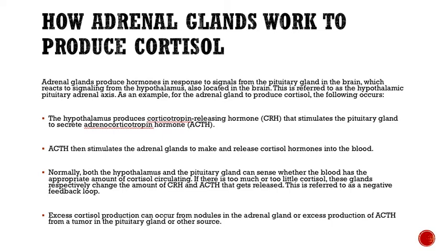Normally, both the hypothalamus and the pituitary glands can sense whether the blood has the appropriate amount of cortisol circulating. If there is too much or too little cortisol, these glands respectively change the amount of CRH and ACTH that gets released. This is referred to as a negative feedback loop. Excess cortisol production can occur from nodules in the adrenal gland or excess production of ACTH from a tumor in the pituitary gland or other source.